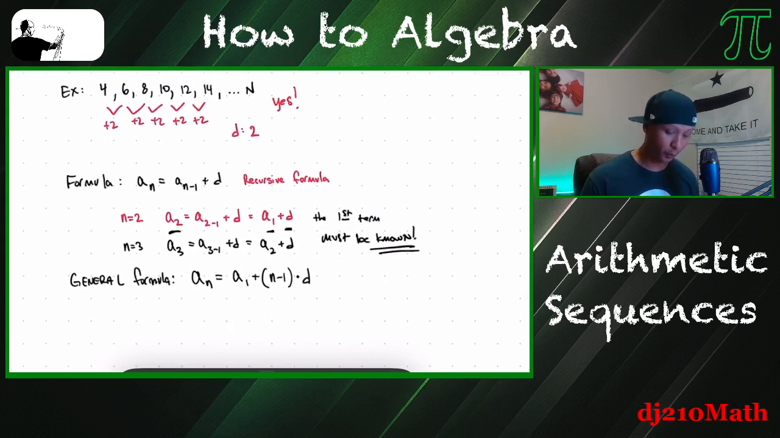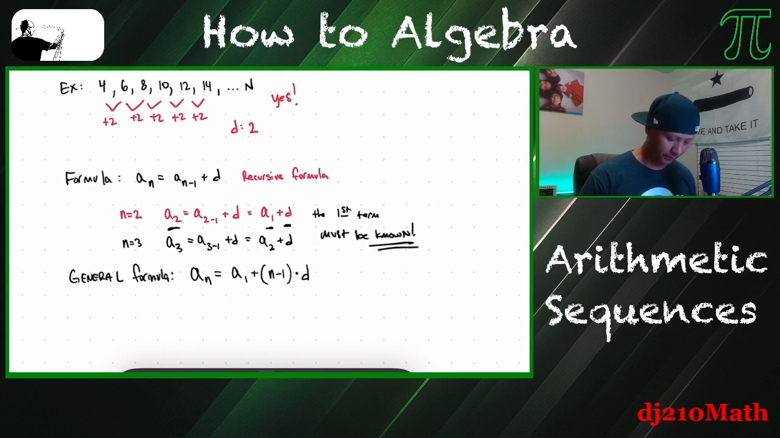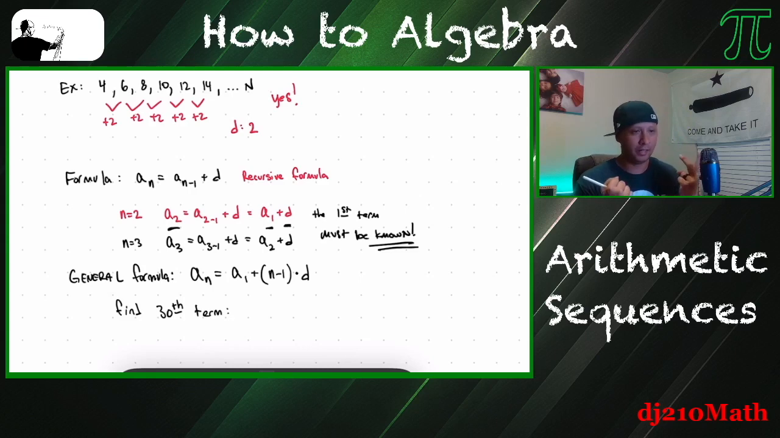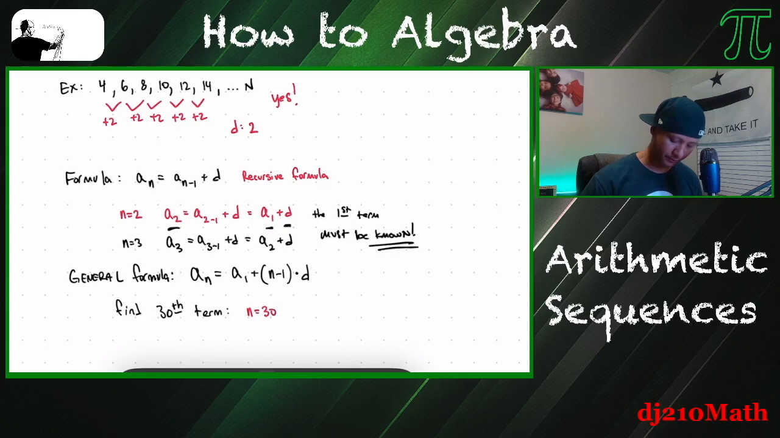So for instance, if we use our example from above, 4, 6, 8, 10, 12, 14, let's say we want to find the 30th term. Now I could brute force it, keep the pattern going and count, but that would take some time. So we're going to apply the formula. I'm looking for n equals 30, in other words, a sub 30, the 30th term.